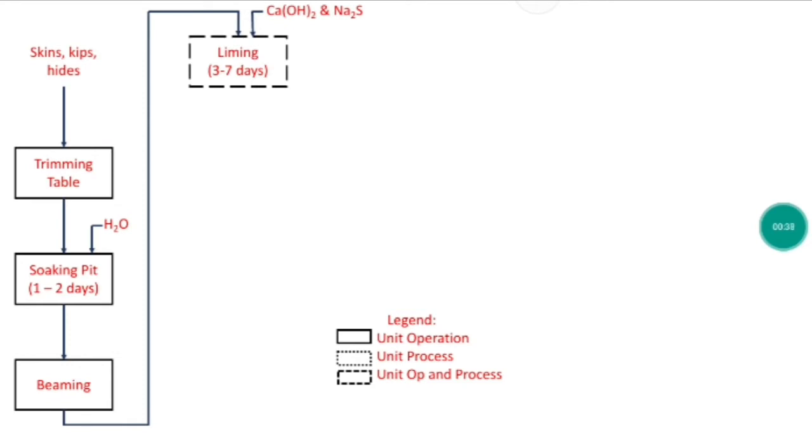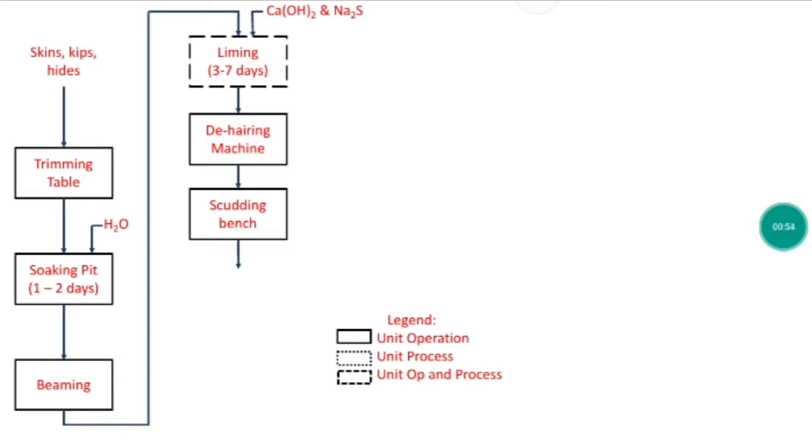In the liming process, the skins are partly dehaired and treated with a saturated lime solution plus certain accelerators such as sodium sulfide or sulfhydrate and dimethylamine for 3 to 7 days. Any hair remaining is removed by machine and hand scraping on the scudding bench.